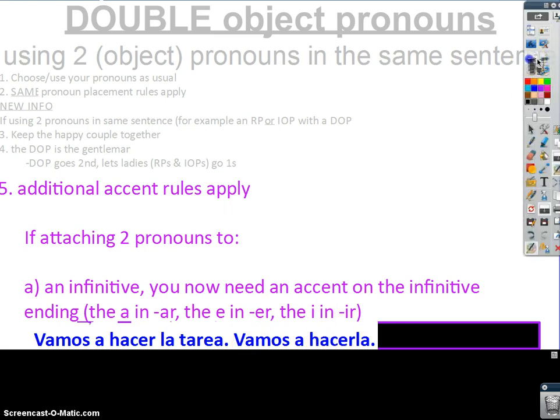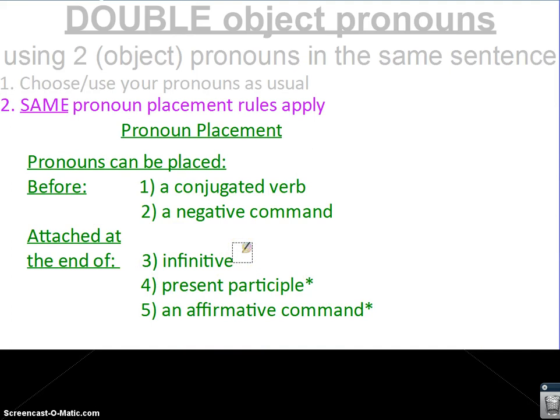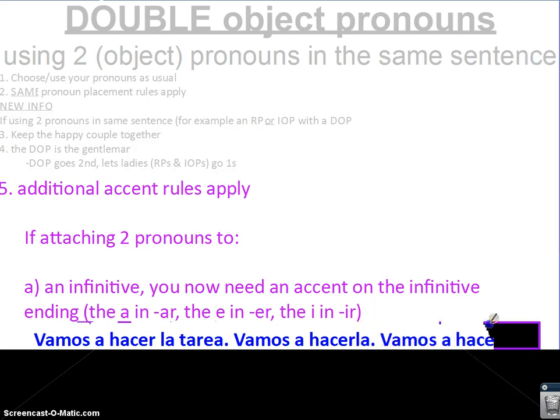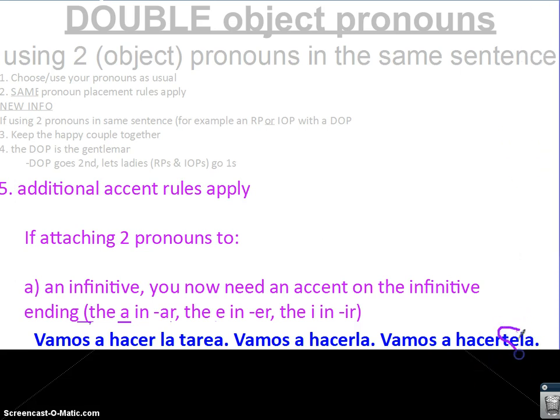Old rules would be that that is fine. Actually, let me go back to them real quick. If you're attaching a pronoun to an infinitive, look, no star. I do not need an accent. One pronoun to an infinitive, no accent. But as these rules state, if I wanted to say, we are going to do it for you, and let's look here real quick. We've got the happy couple together. That's my attempt at drawing a heart with a mouse, sorry. And which one's second? The direct object pronoun, because the DOP is the gentleman. We are going to do it for you.